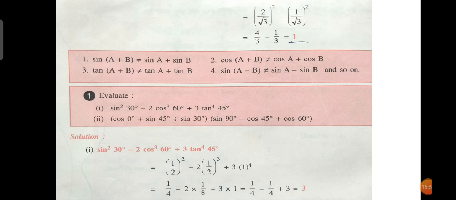An example is given. You know what sine 30 is. So sine square 30 is sine 30 the whole square, that is, 1 by 2 the whole square. You know all the measures of these angles, so just substitute them and you will get the answer.